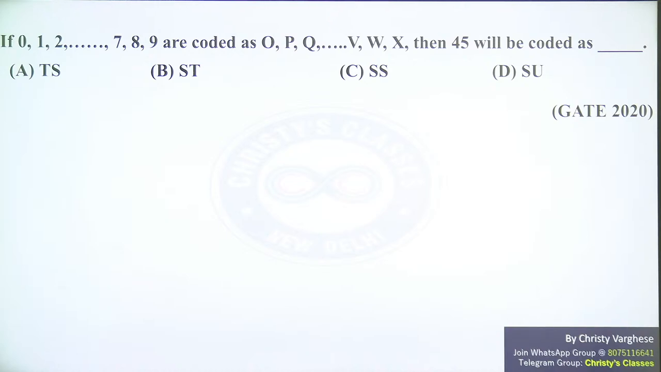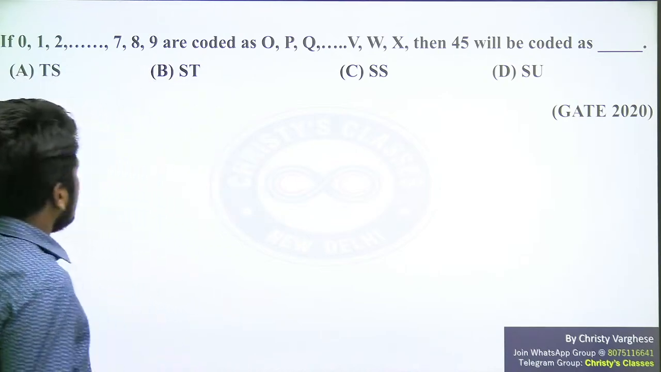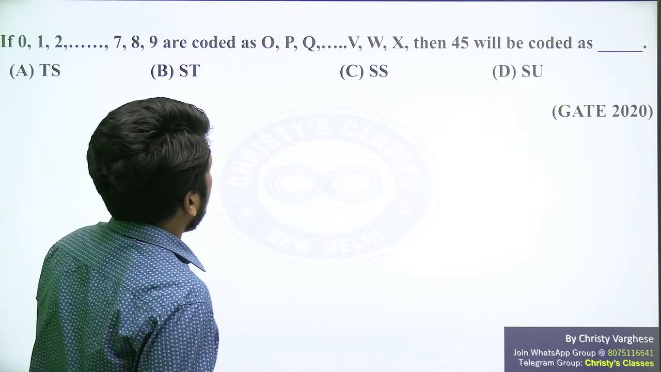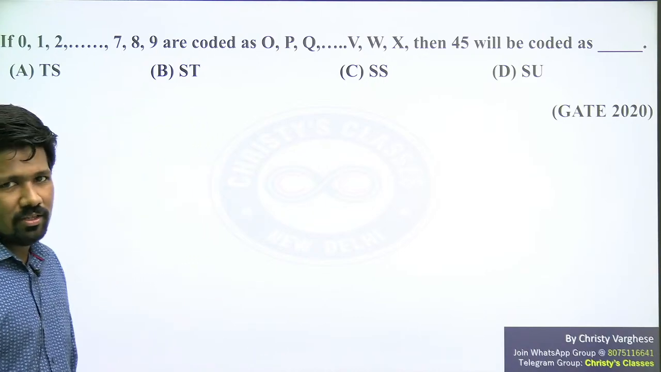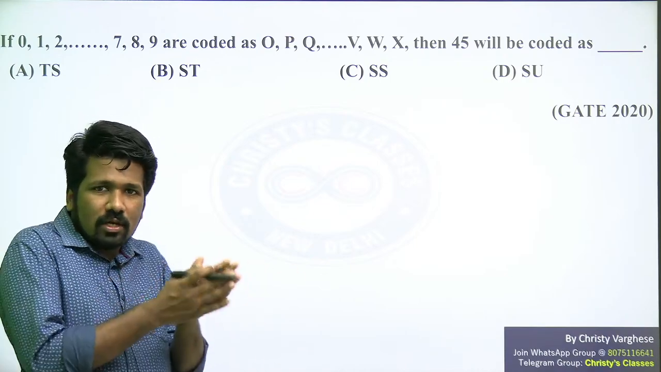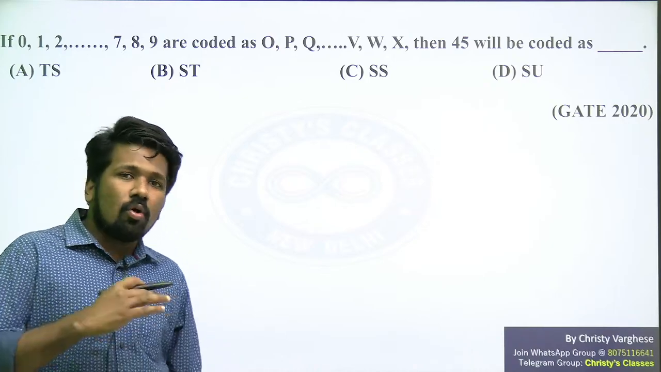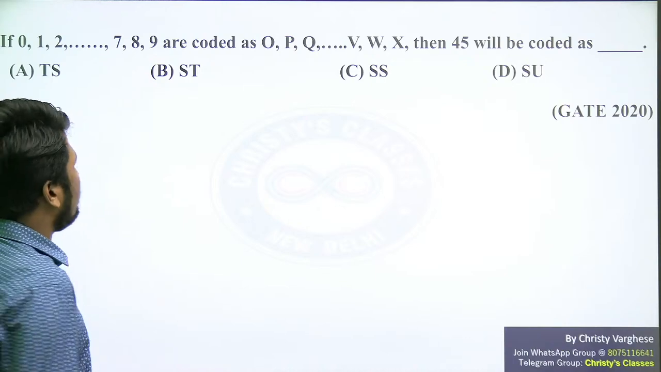Coding decoding in GATE, they have asked in different ways, but most of the questions are simple. Explaining: if 0, 1, 2, 3, 4, 5, 6, 7, 8, 9 are coded as O, P, Q up to X. In coding decoding questions, they will give you a rule that this is how this is coded, then how that is coded. That is the type of question asked. The coding patterns can change. Here the coding pattern is so simple.